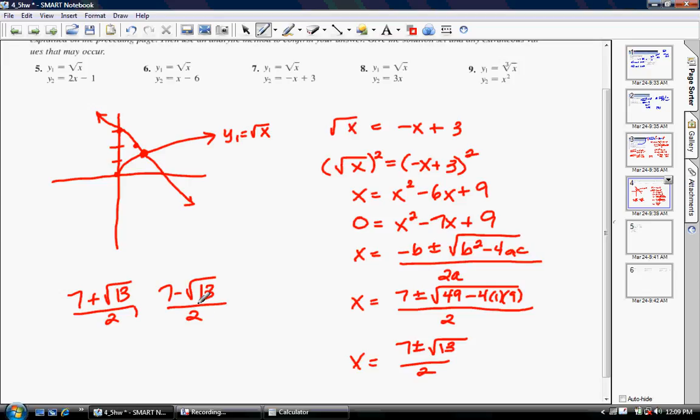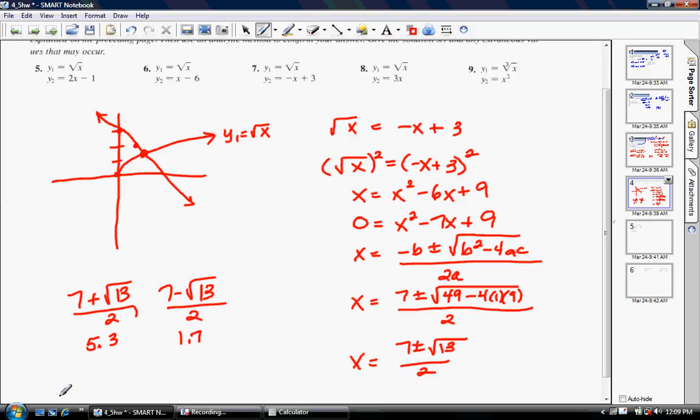Now if we were just solving the quadratic equation, we would be done there, but we're not. We're solving a radical equation. So we have to check to see which one makes that true. I suggest that you just, for now, approximate those solutions. 7 plus the square root of 13 divided by 2 is 5.3, and 7 minus the square root of 13 divided by 2 is 1.697. So let's just call that, for the purpose of this, 1.7 right now.